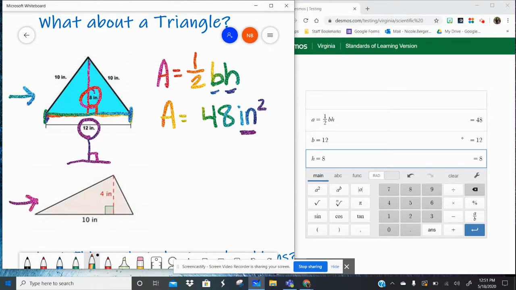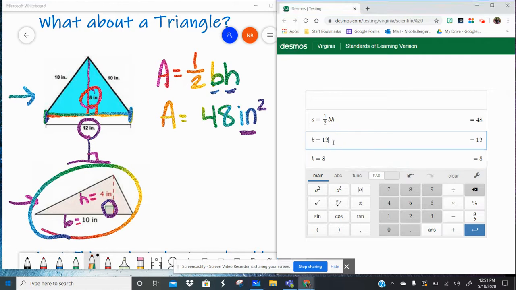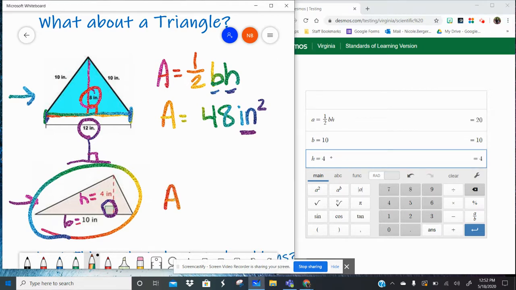If I come down to the second triangle down here, I have just 2 numbers. I have an exterior number and the interior number. I'm looking for that 90-degree angle to find the base and then the height. So I can just come back over, leave my formula in there, and just change. For this triangle, the base is 10 and the height is 4. So the area of this triangle is 20 inches squared, right?